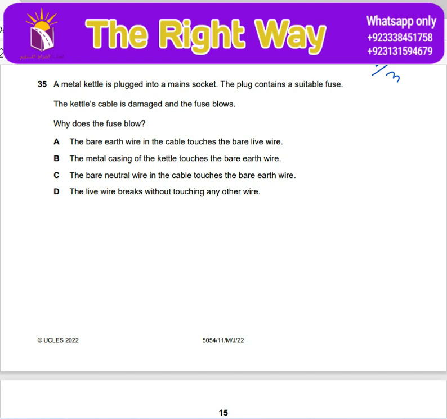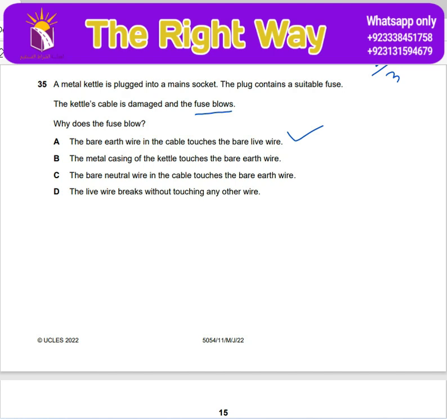The bare earth wire cable touches the bare live wire. This could be the right answer. When a live wire and an earth wire touch each other, the fuse blows because a large amount of current flows through the wires.